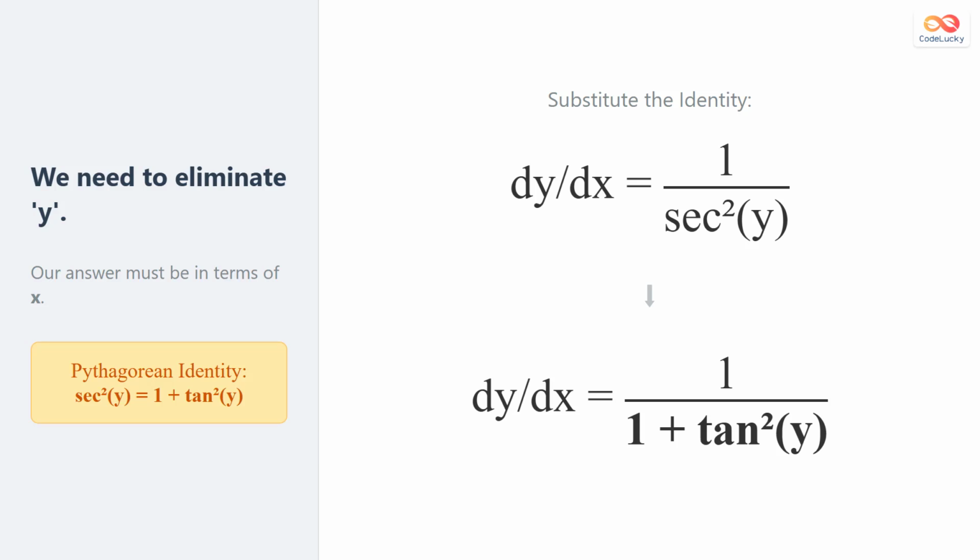We need our final answer in terms of x, not y. We recall the Pythagorean trigonometric identity. Secant squared y is equal to 1 plus tangent squared y. We can substitute this into the denominator of our expression.